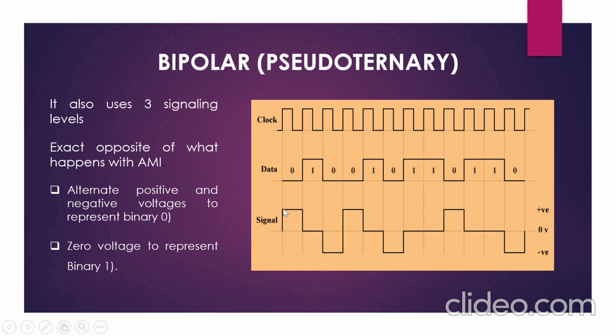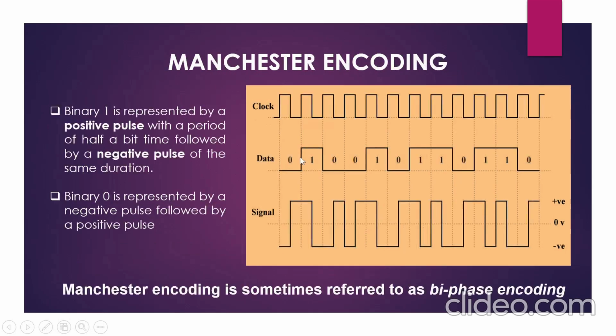The previous 0 was represented by a positive voltage. Rather, this 0 would be represented by a negative. This 0 would be represented by a positive again, and this 0 would be represented by negative voltage. So it is opposite of AMI. Then there is Manchester encoding.